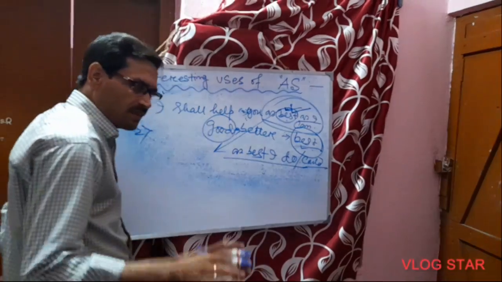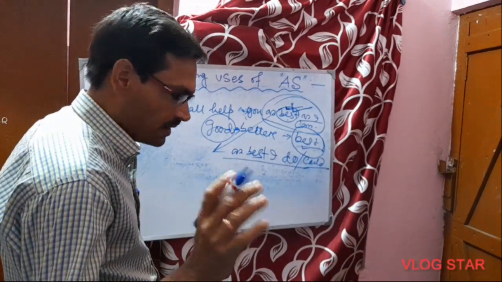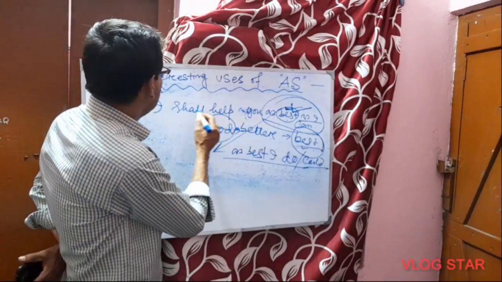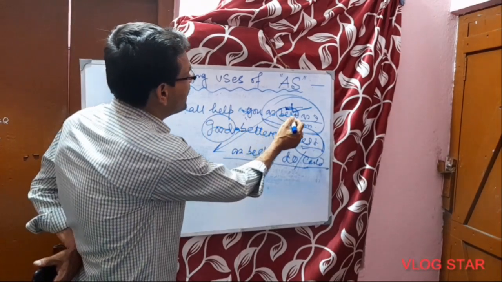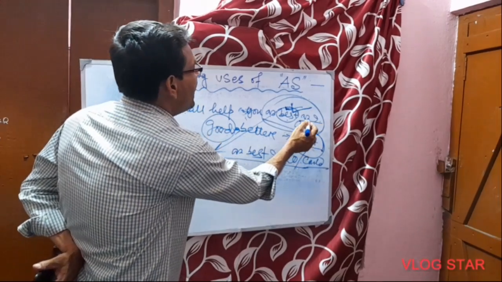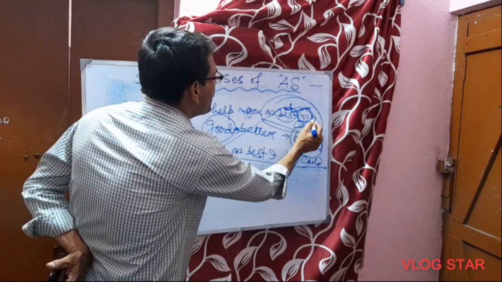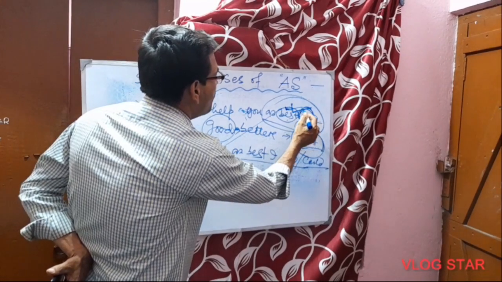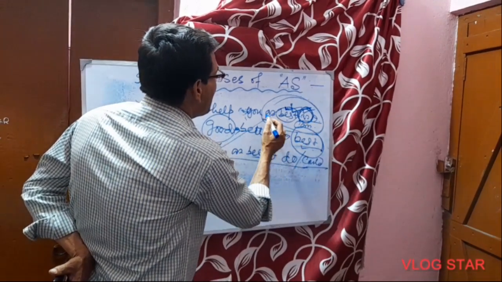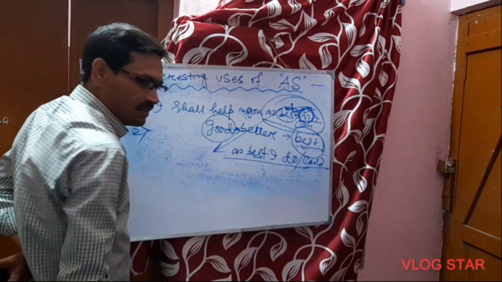Now understand very in a cool mind. Here it is said I shall help you as best as I can. Here the mistake is in the application of as. You should omit as and write as best I can.